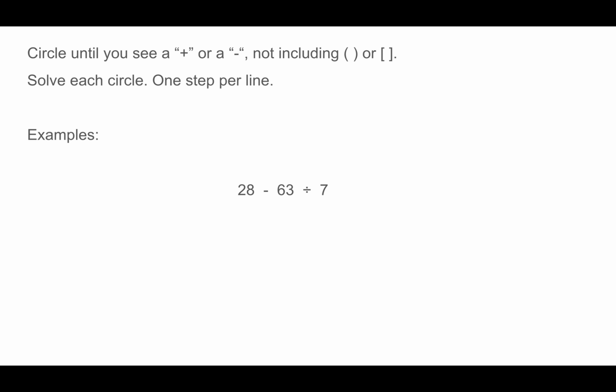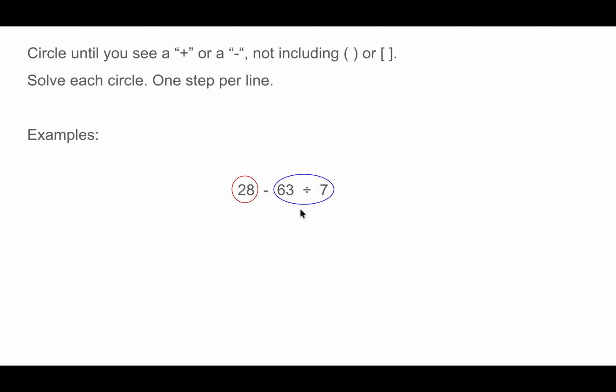So here's some examples. Here's one problem. 28 minus 63 divided by 7. Okay, so this is how we're going to circle. We're going to circle the 28, and we're going to circle the 63 divided by 7. The reason that we're circling this way is because we have a subtracting sign, and we're not using parentheses or brackets. And a subtracting sign cannot be in a circle. So I started circling my 28, and when I saw this subtracting sign, I knew that 28 is in a circle all by itself. 63 divided by 7, it's a dividing sign, so that belongs in one big circle.